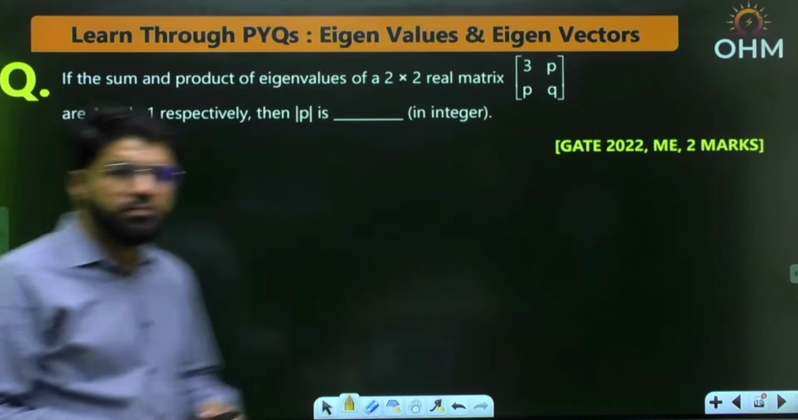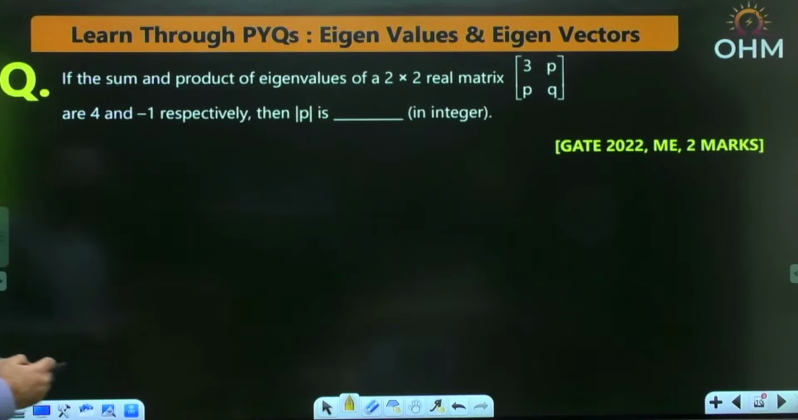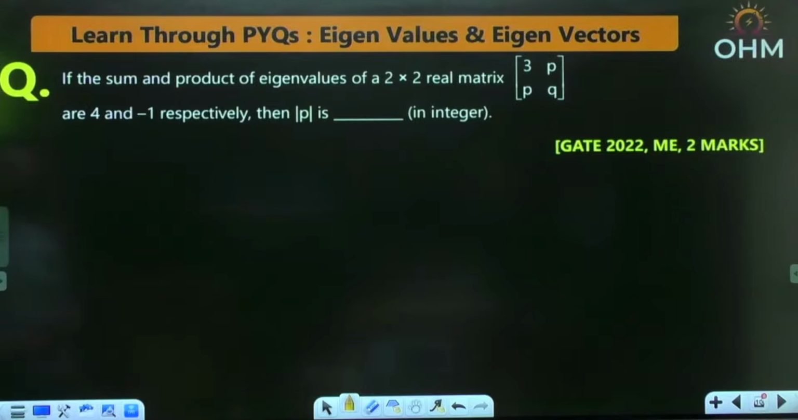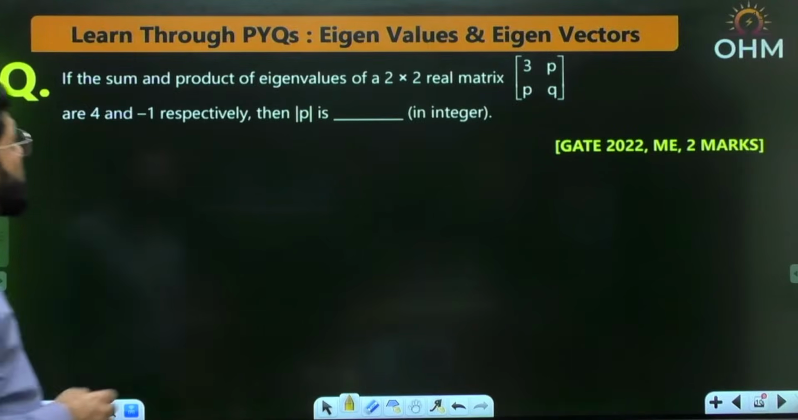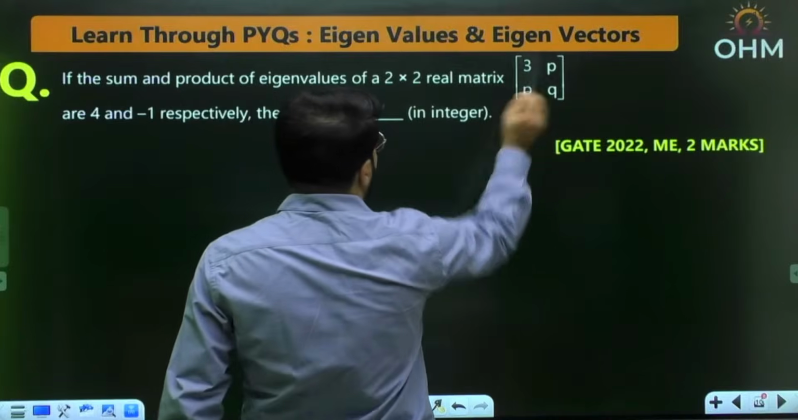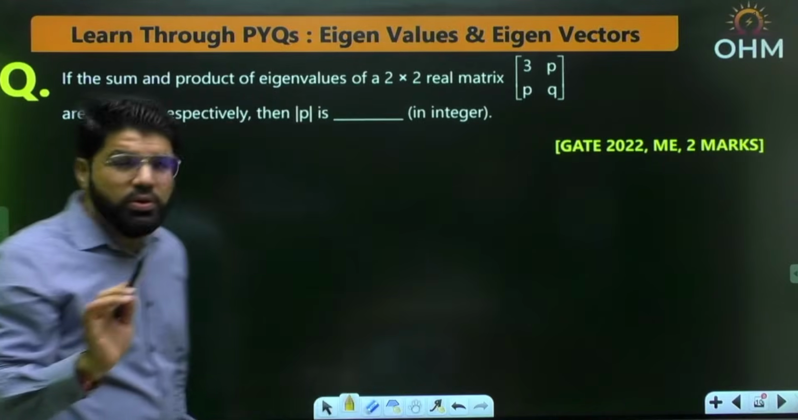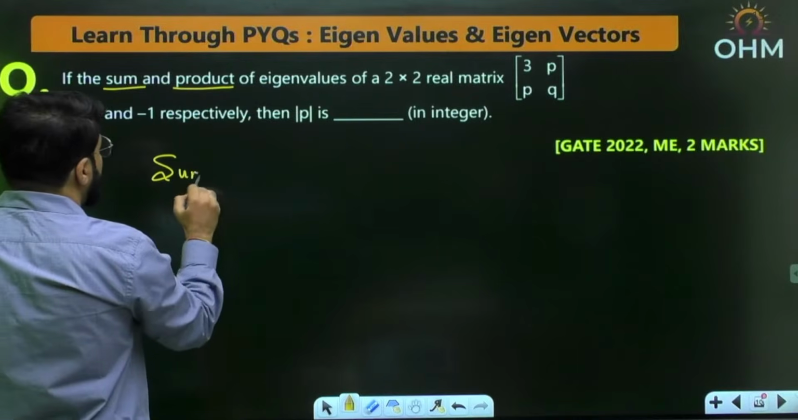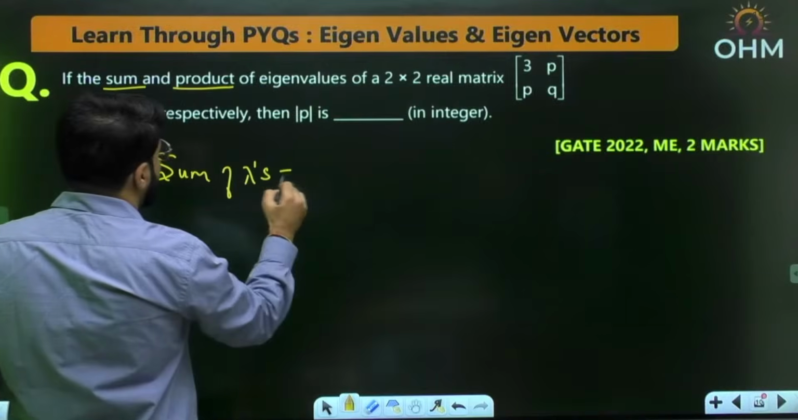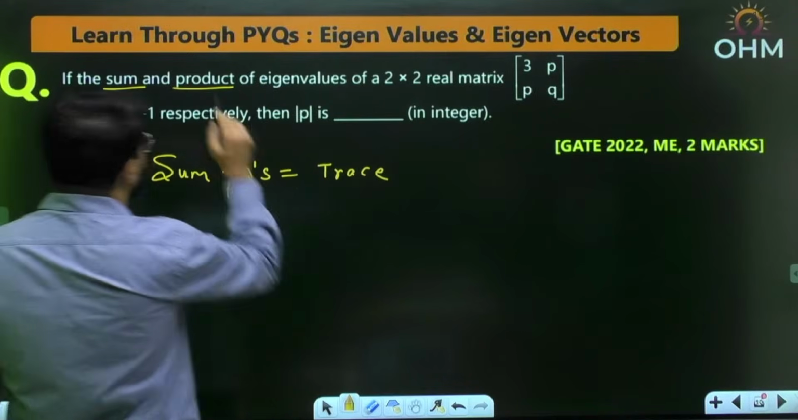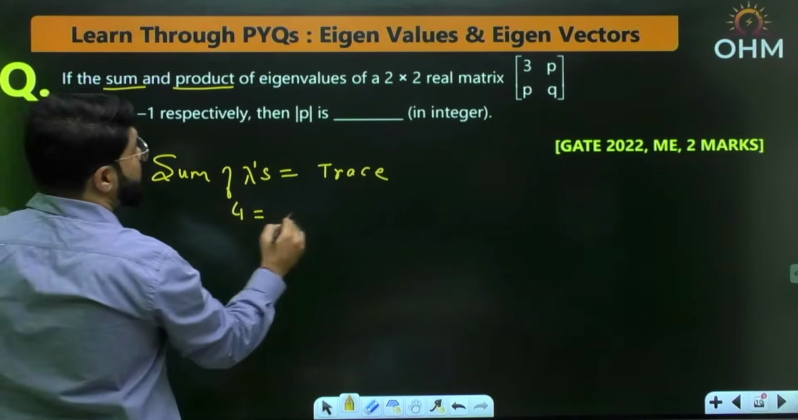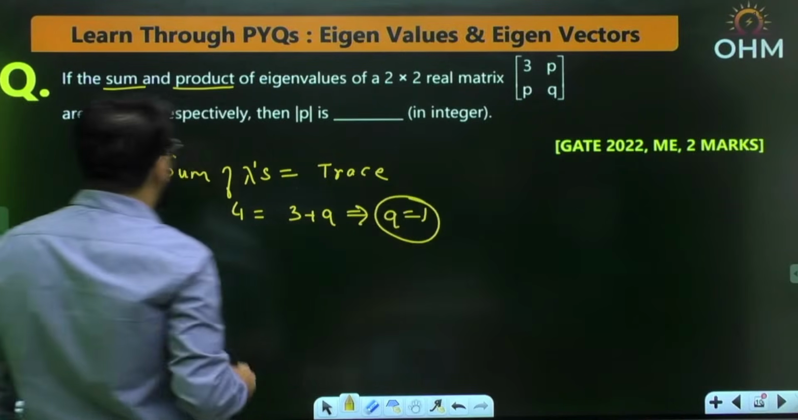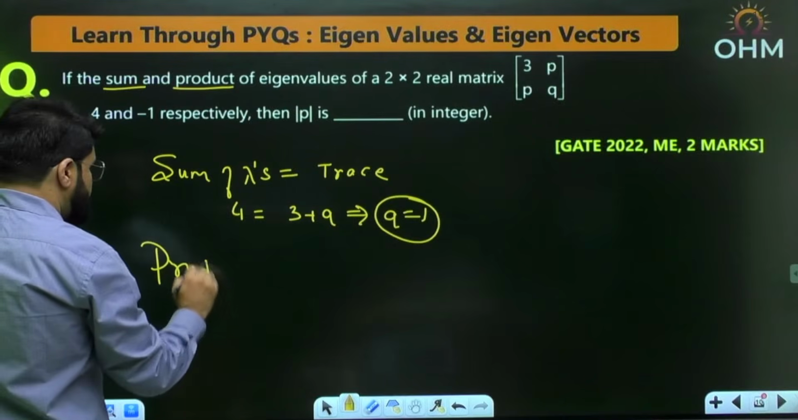Okay, next. If the sum and product of the eigenvalues of a 2 cross 2 real matrix are 4 and minus 1, then what is modulus of P? There is some number P here. Again a 2 marks question only on the sum and product of eigenvalues. What is the sum of lambdas? It should be equal to the trace. What is the sum of eigenvalues given? 4. And what is the trace of the matrix? 3 plus Q. So Q equals 1. What about the product of lambdas?